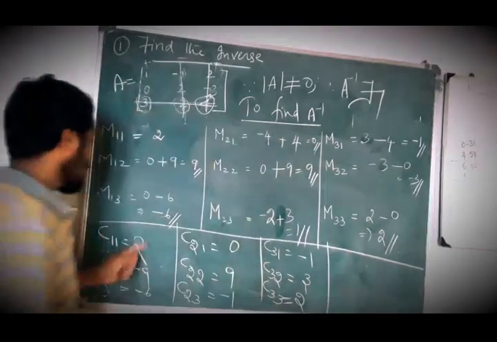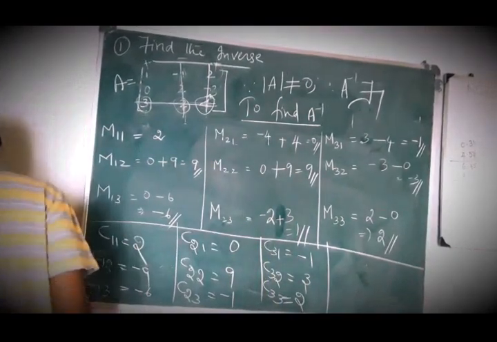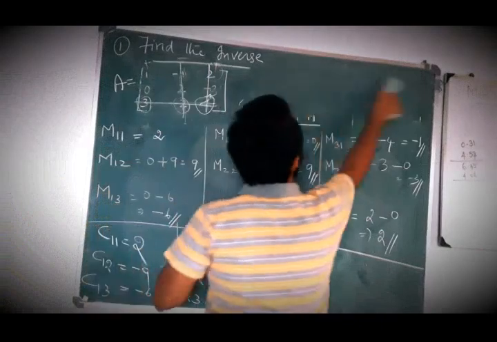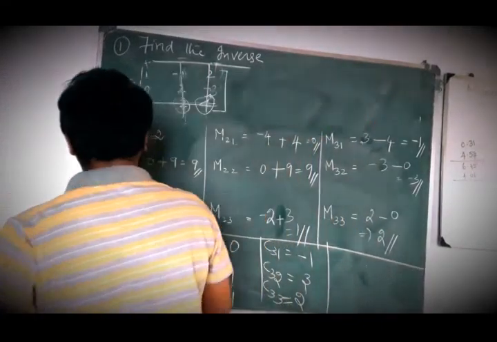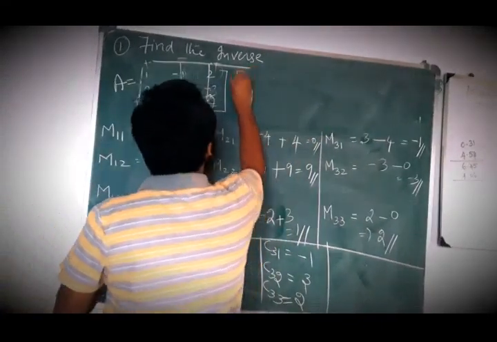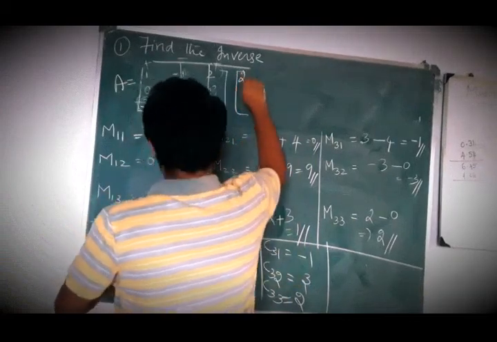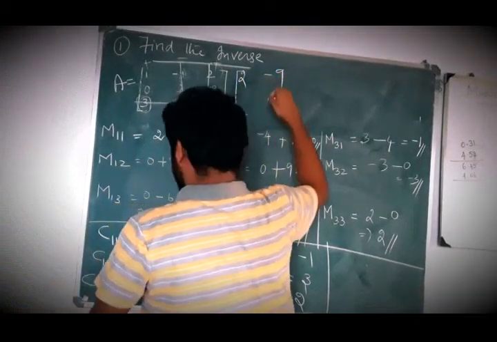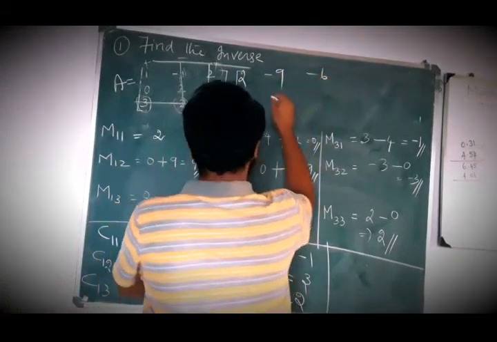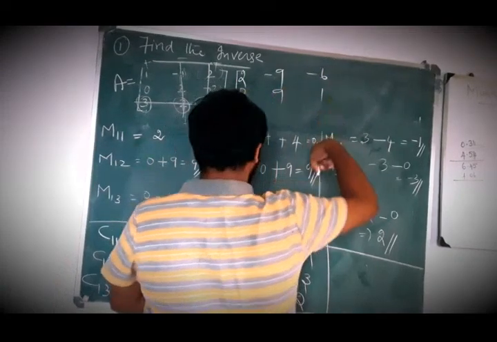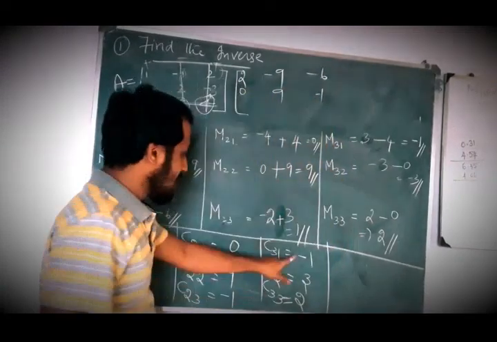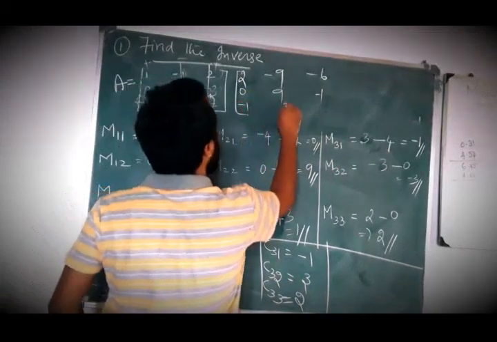This is nothing but a cofactor matrix. You know that cofactor matrix transpose is nothing but adjoint A. Yes or no? So C11, C12, minus C13, minus 6. Now 0, 9, 1, so minus 1. Now minus 1, 3, 2.